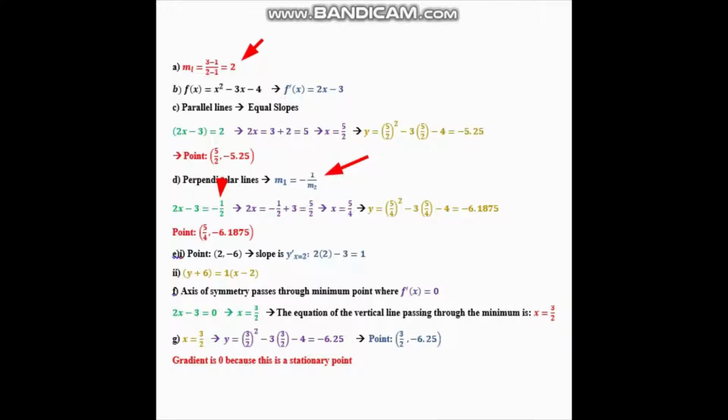And again I equate f dash to the new slope, so 2x minus 3 equals negative half. I solve again for x, and this is the value I obtain. Then I substitute this value into the equation of the function in order to get the value of y, and my point is this point, 5 over 4 and negative 6.1875.